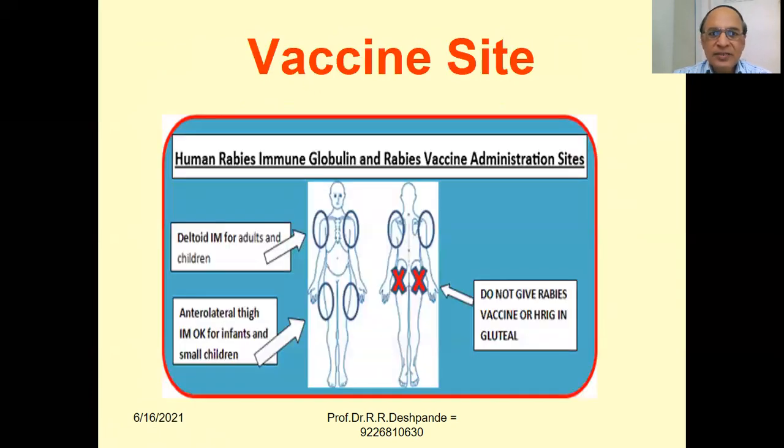Next, vaccine sites: human rabies immunoglobulin and rabies vaccine administration sites. Deltoid is the particular area in adults and in children. Can you see the deltoid? Anterolateral thigh is okay for infants and small children, but do not give the rabies vaccine on the gluteal muscle. Remember, gluteal, the buttocks. No, rabies vaccine should not be given on the gluteal muscle. Always on the deltoid or, in children, the anterolateral thigh region.